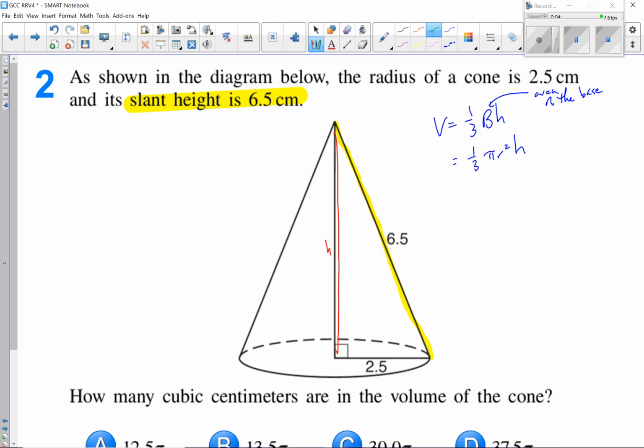So I have to go off to the side and figure out a way to come up with that. Hopefully, if you can see here, whenever we're dealing with a height, we always know that that's 90 degrees with the base.